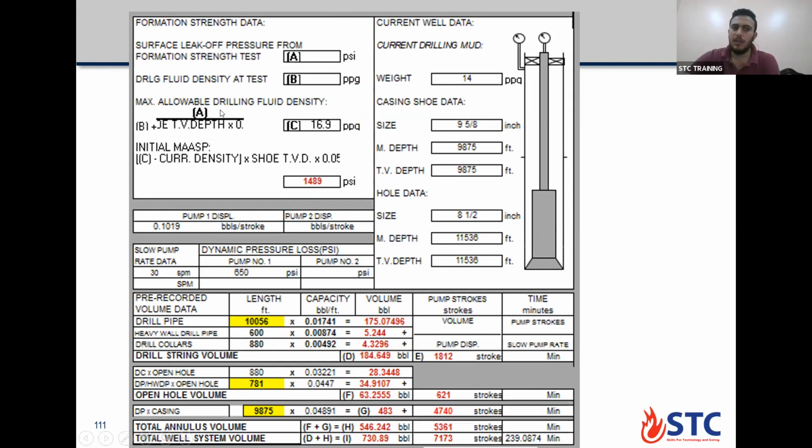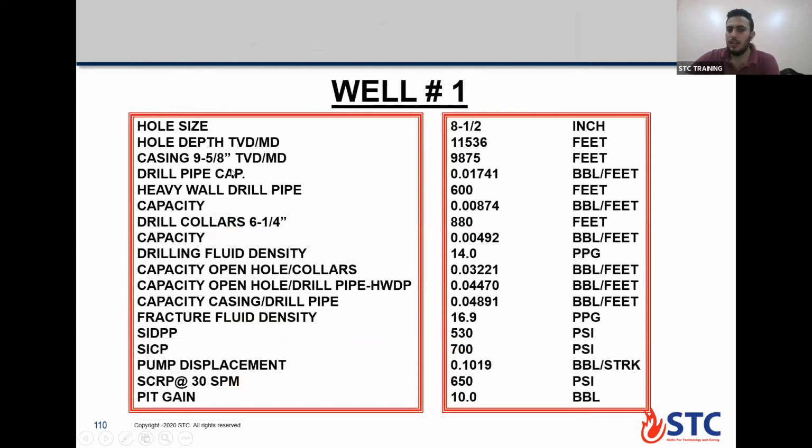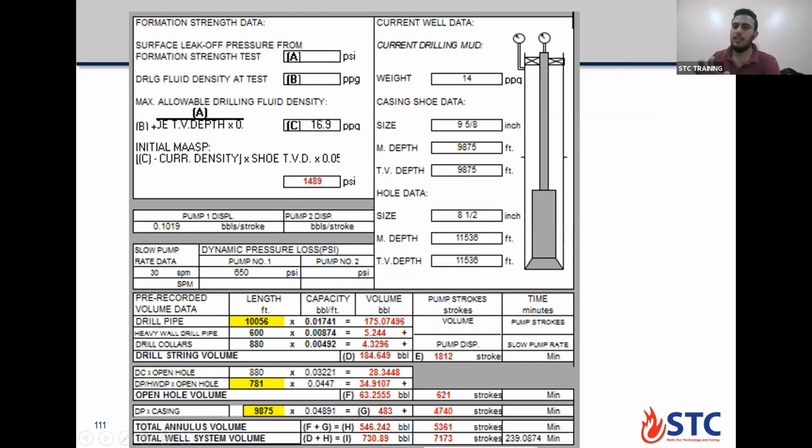So we calculate the maximum allowable drilling fluid density, and it may be given. Like here, if you look at the given data, you will find fracture fluid density 16.9, and after calculation, the same thing, it will be 16.9. So he may give you this data directly, or you need to calculate it. After that, we have the initial MASP, taking the fracture density or the maximum allowable drilling mud weight, minus current density. Here current density is 14, for example. Then times TVD at the shoe, 9,875, times 0.052. So calculate, then round down for both the fracture fluid density and the initial MASP.